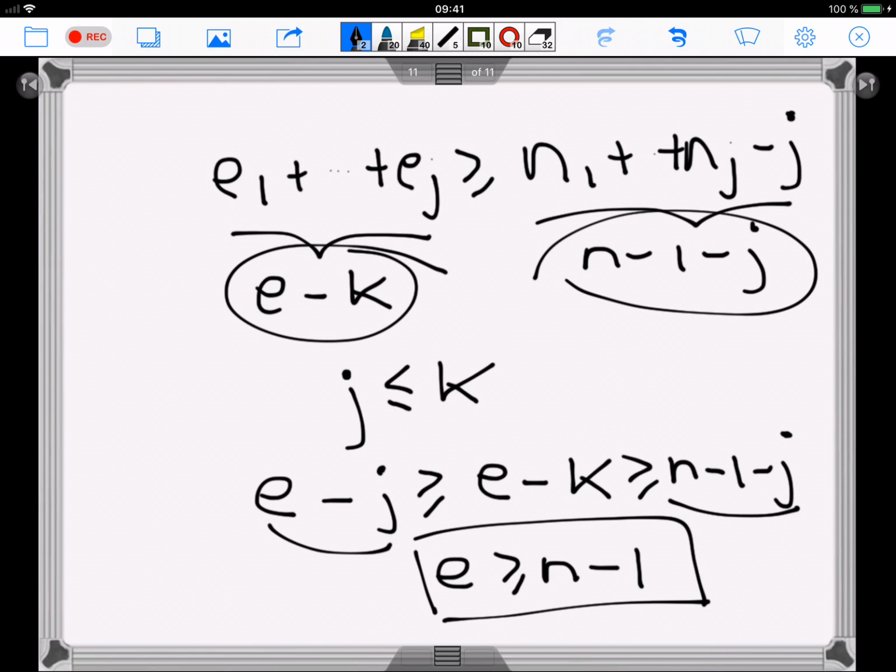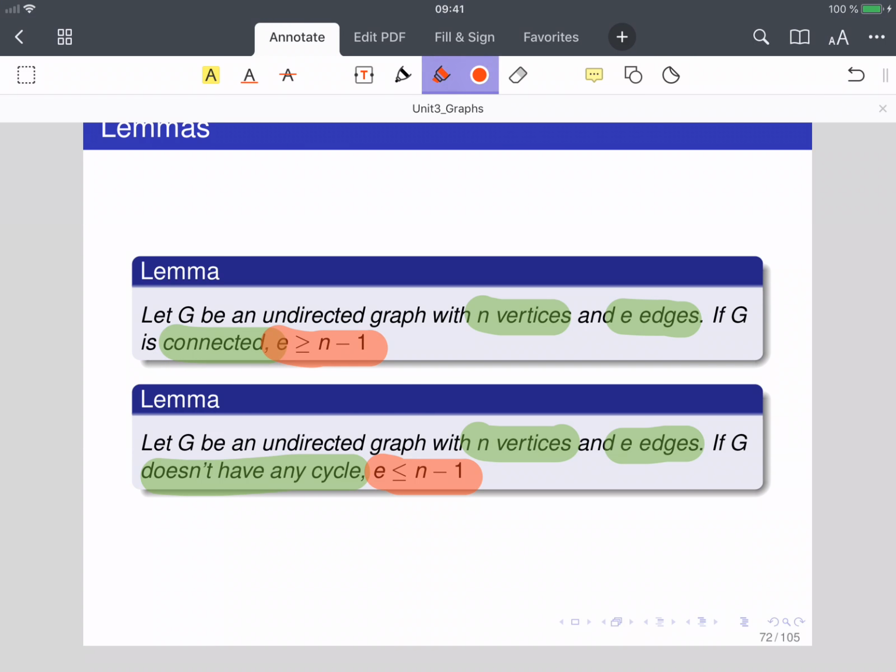Okay, as I've told you, it's not important if you understand all the details. I just wanted to show you how to prove this kind of result with a proof by induction. Okay, go back to the slides.